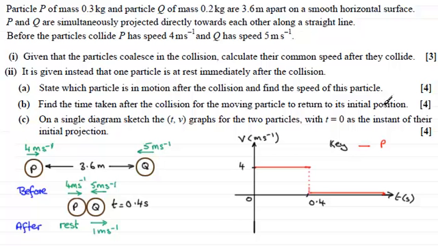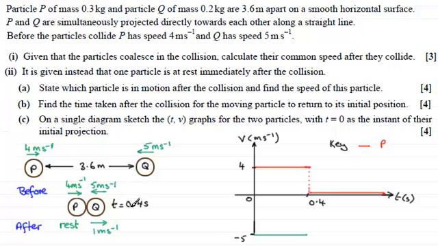Now we'll look at the motion of Q. We'll do that in green. Now it's moving with a speed of 5 meters per second, but its velocity would be in the opposite direction to what we've got here for P. So it's going to be -5. So we'll start down here at -5. And it moves at this constant speed until the collision, till we get to a time of 0.4 seconds. So that's going to be a horizontal line across here.